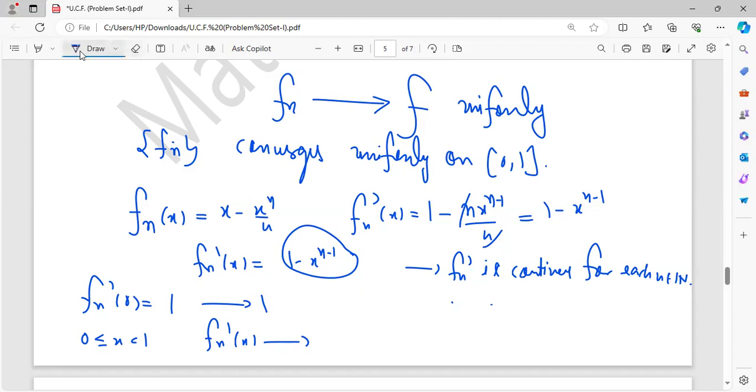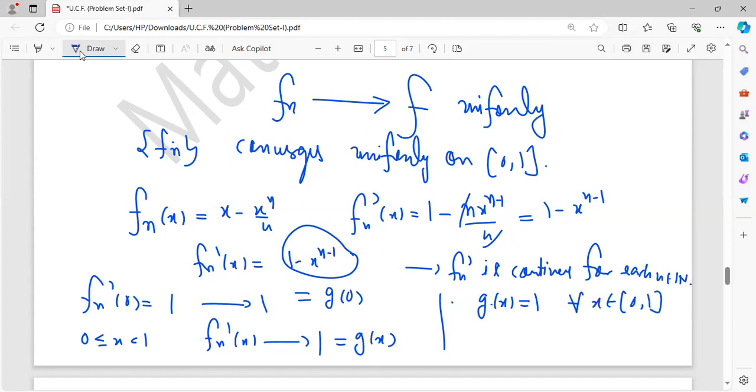So let's say the pointwise limit of the derivative Fn dash is g. So what is g? g(x) is equal to 1. Now Fn dash minus g, what is that? 1 minus x to the power n minus 1. This will cancel out, leaving x to the power n minus 1.